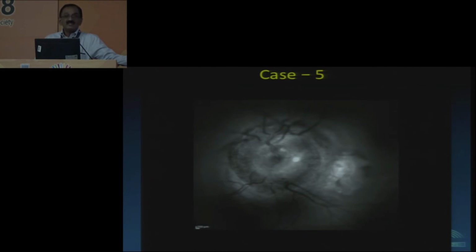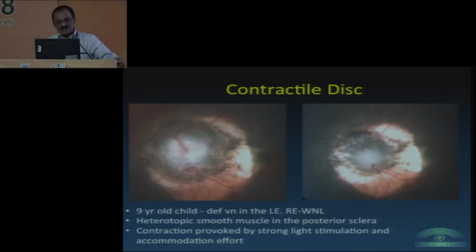RBCs? No, sir. Disc was what? Disc was eating away something? Like the jaws opening, yes? Ashwin, what is it? Morning glory anomaly with contraction of the disc.